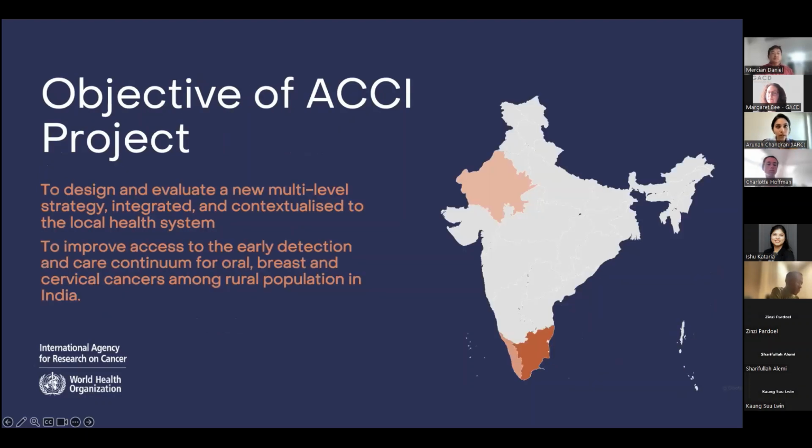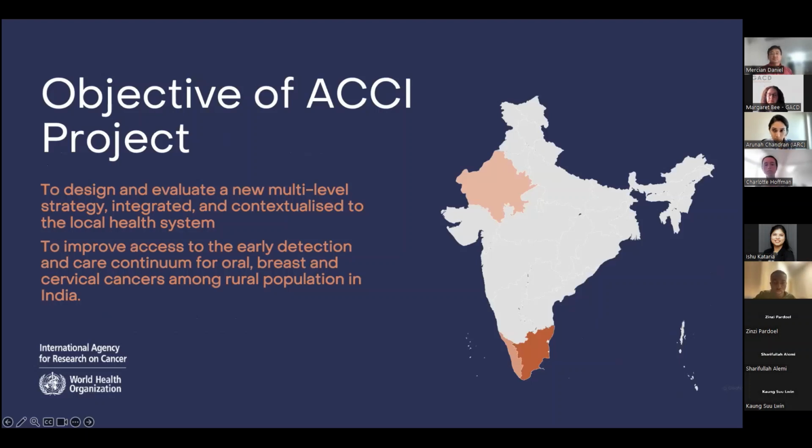So the whole idea of the ACI project is to design and evaluate a new multi-level strategy that's integrated and contextualized to the local health system, and to essentially improve access to early detection of oral, breast, and cervical cancers among rural population in India.